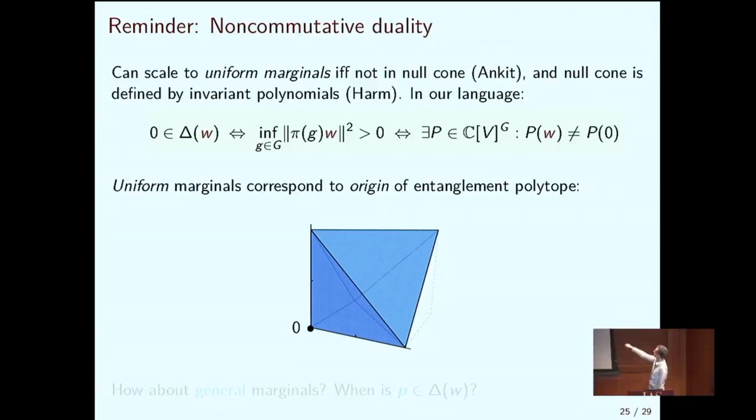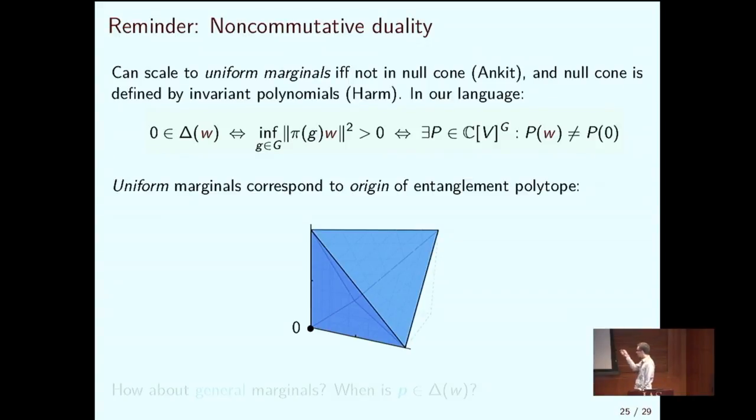Now the second statement says geometrically that we are not in the null cone. If we minimize the norm squared over the entire orbit or orbit closure, we never get 0. And the third statement is this translation into the terms of invariant theory. It's the existence of an invariant polynomial that can separate our vector W from the all zeros vector. So in particular, if P is homogeneous and non-constant, then this is just a 0 point. This is Ankit's talk, and Harm explained this to us, I think.